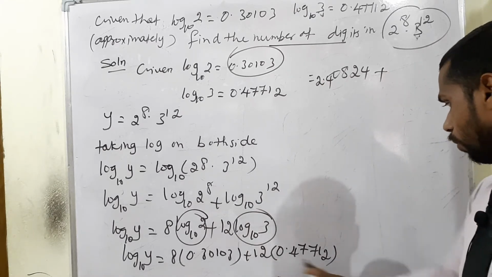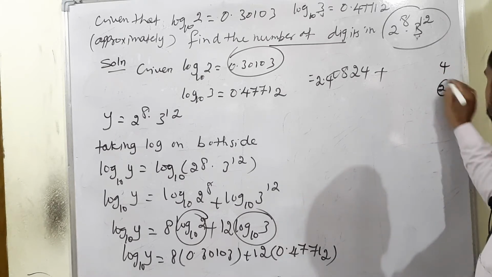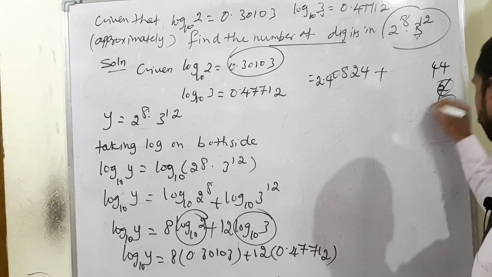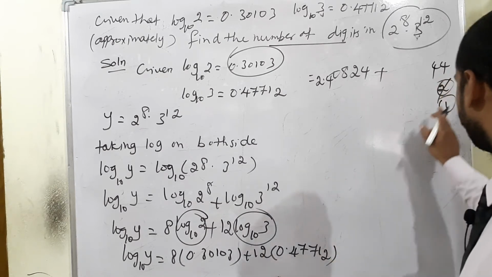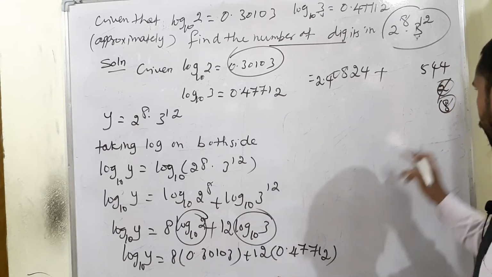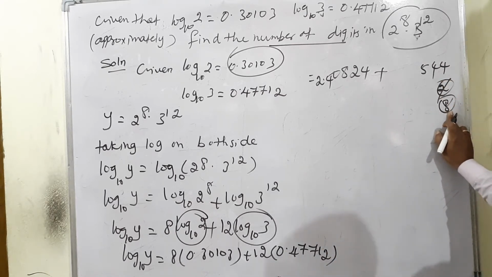Next, 12 into 2, 24. Carry 2. Again 12 into 1, 12, 12 plus 2 is equal to 14. Carry 1. Again 12 into 7, 84, 84 plus 1, 85. Carry 8. Again 12 into 7, 84, 84 plus 8 is equal to 92.